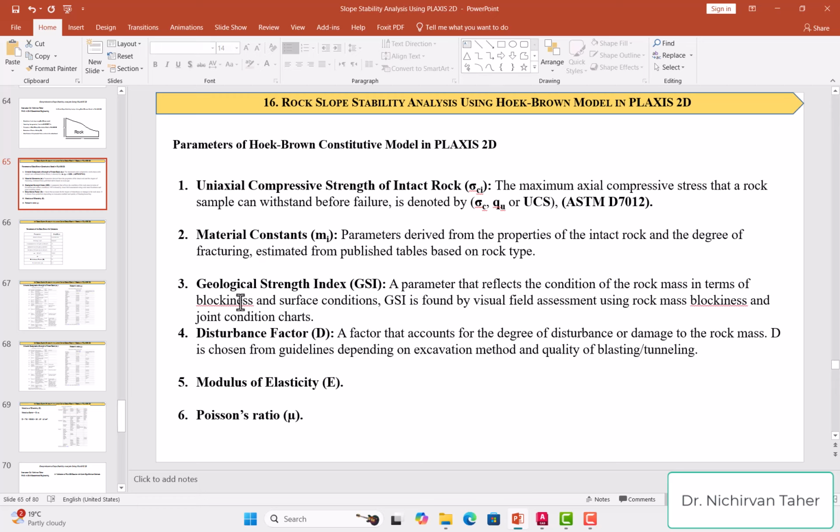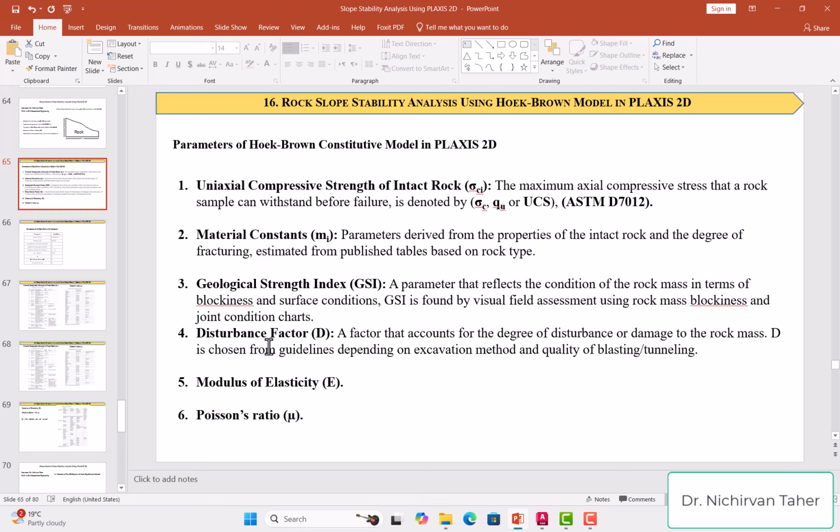Also, we have the geological strength index. This is a parameter that reflects the condition of the rock mass in terms of blockiness and surface condition. The parameter GSI can be found by visual field assessment using rock mass blockiness and joint condition charts.